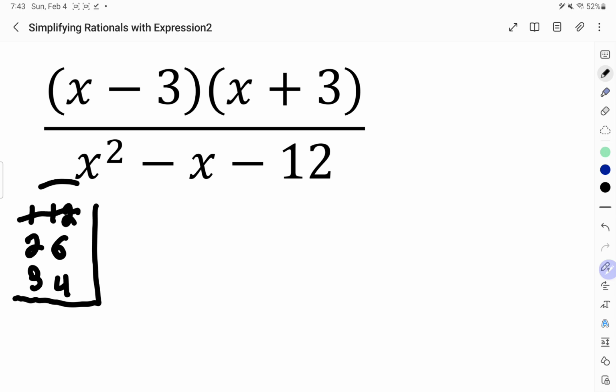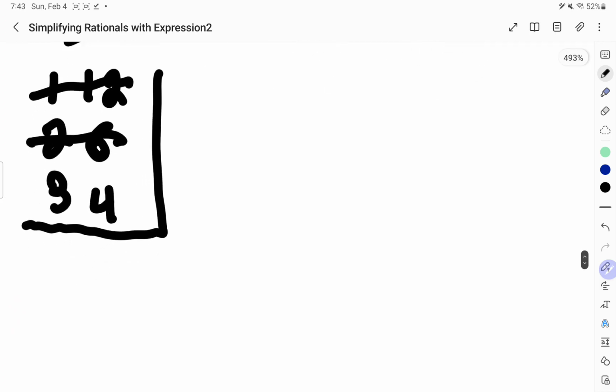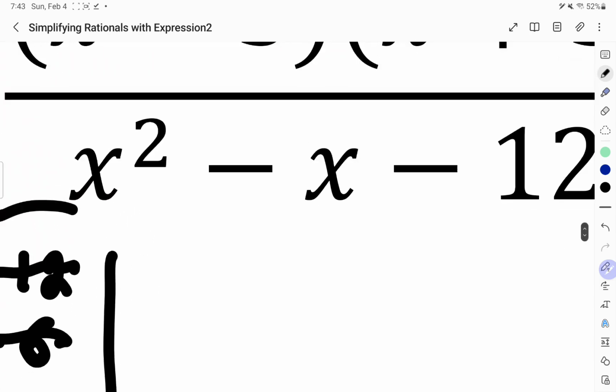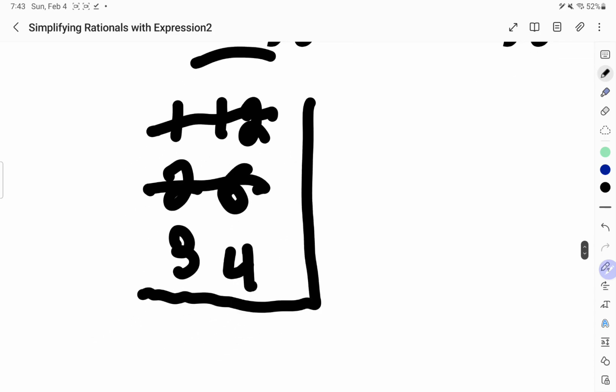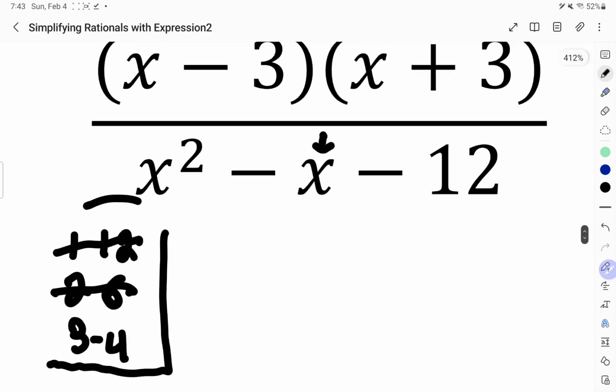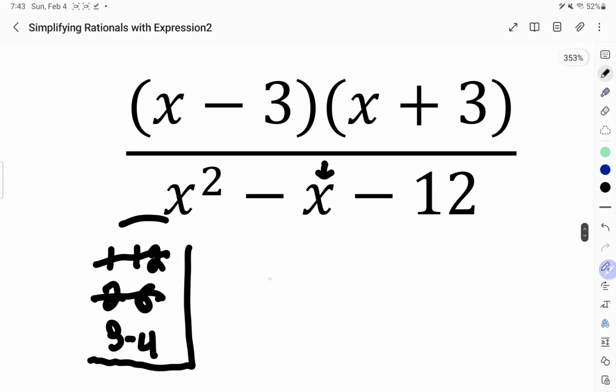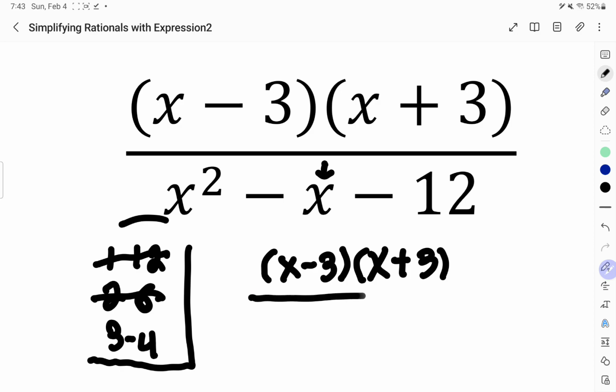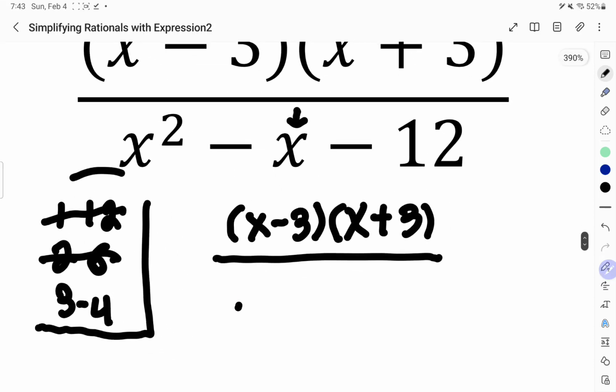So not this one. 1 and 12 cannot give it to me. 2 and 6 cannot give me negative 1. Now 3 and 4 is the one that I want, but I need the negative 1 that we have right here, meaning the bigger one is going to have to turn negative in order to give me that negative 1. So now we just write our factors, and I'm going to put the other stuff on the top first. So (x minus 3)(x plus 3), and everything is going to be over (x plus 3)(x minus 4).